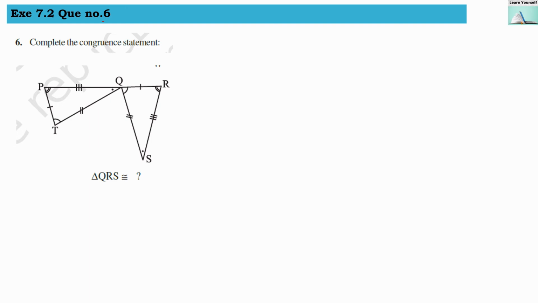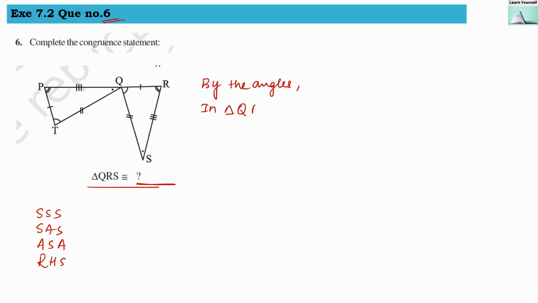Exercise 7.2, question number 6. Complete the congruence statement. Now here this statement we have to complete. We have four criteria: side side side criteria, side angle side criteria, angle side angle criteria, and right angle, hypotenuse, and side criteria. Whenever we are answering this type of question and you are not sure how to write a triangle for the congruence, then always focus on the angles. Angles will give you the correct name. So here by the angles we can write QPT, and the other triangle is QRS.